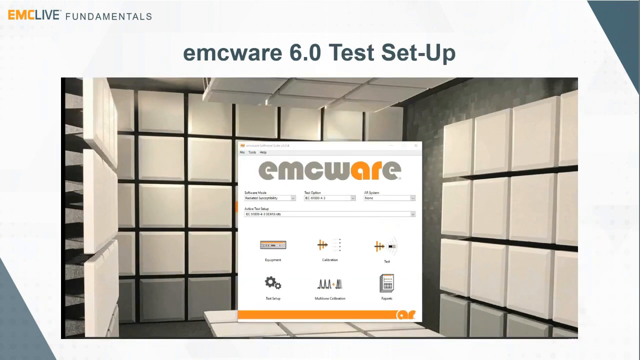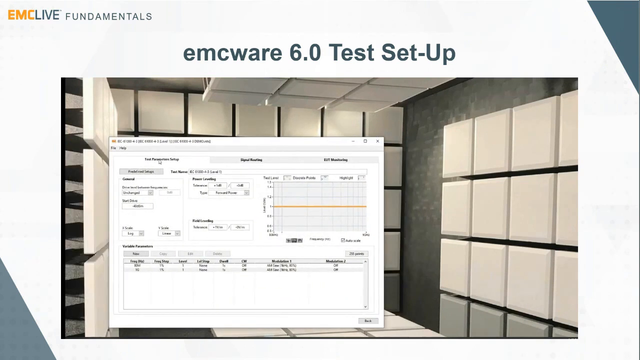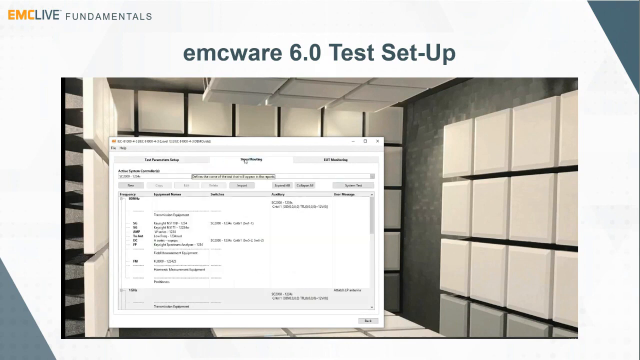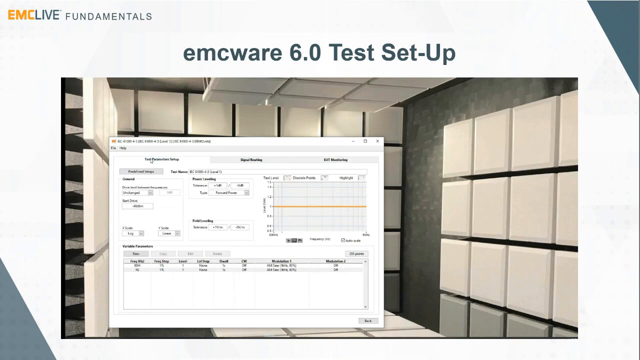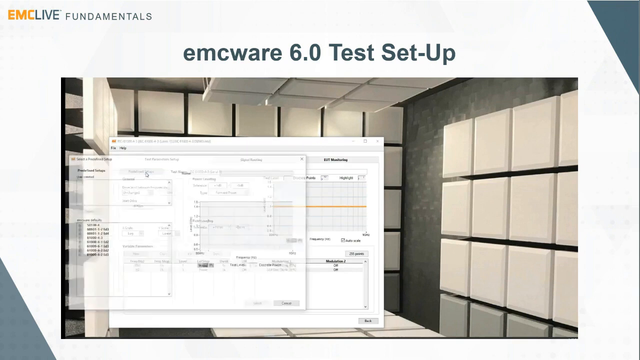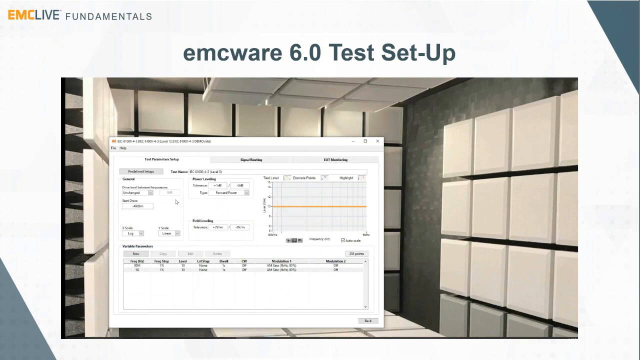We're ready to set up a test configuration. The test setup icon is here. We have preloaded the IEC 61000-4-3 test. There's a signal routing tab and an EUT monitoring tab that we'll cover in a little bit. As we've said, there are many predefined tests already entered into the software. This is used to get you started very quickly.